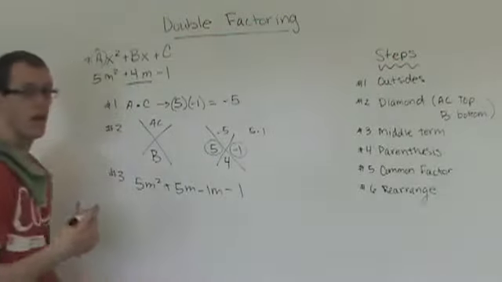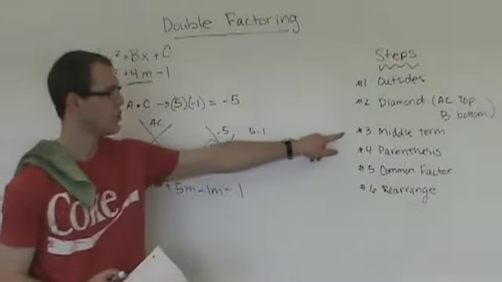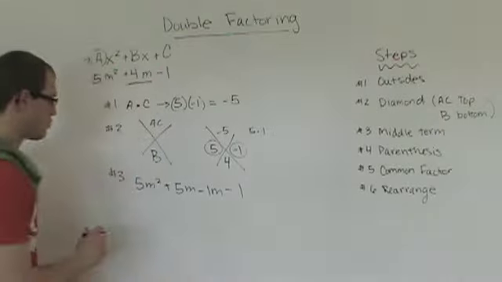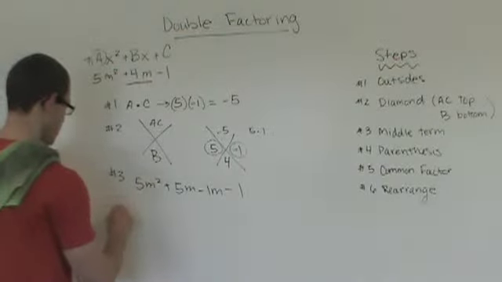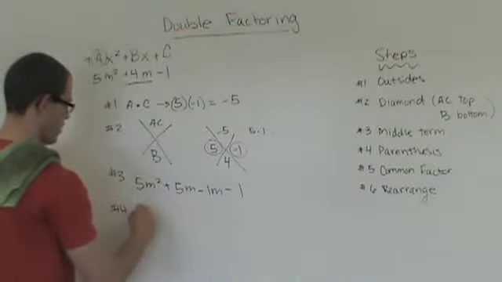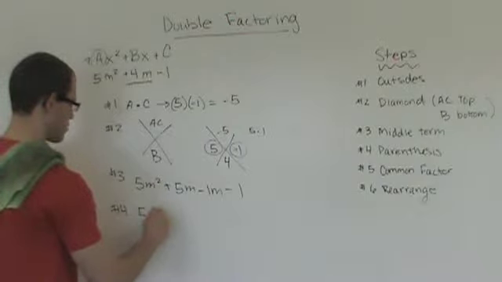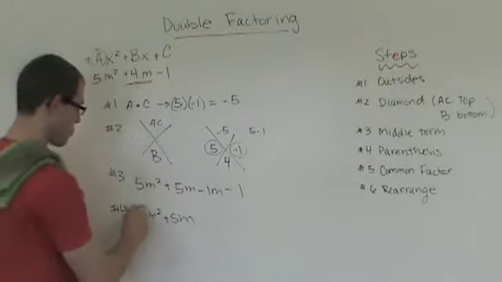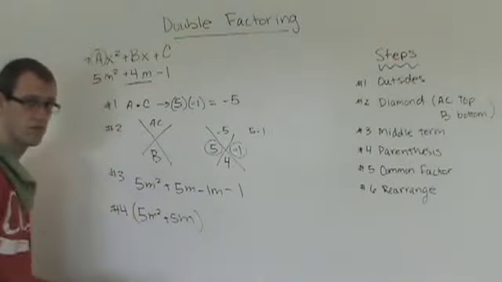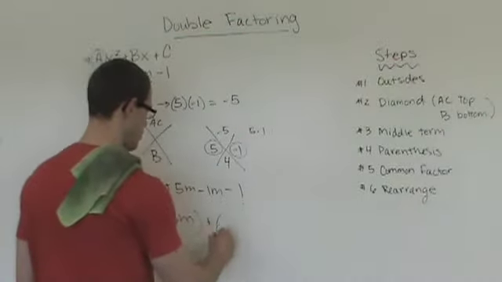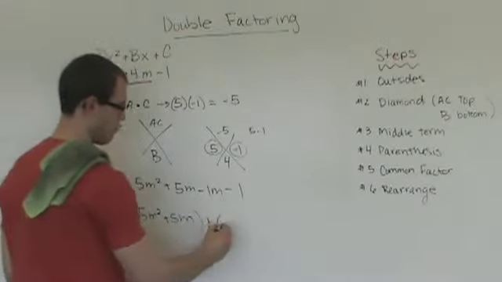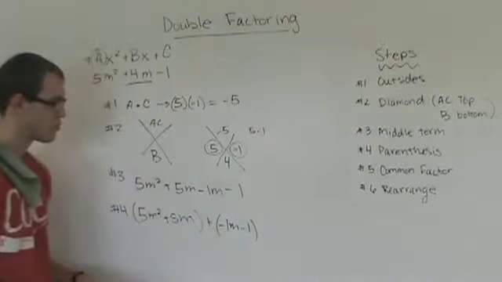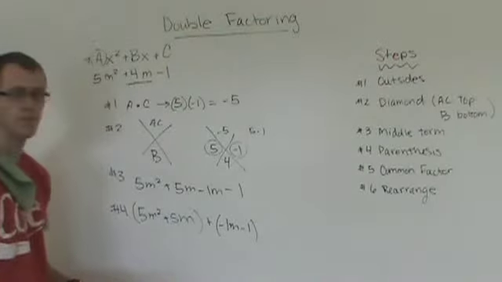Okay? Next, we did number 3, we want to do number 4. Number 4 is parentheses. We're simply going to group them a little differently. So, I'm going to take 5m squared plus 5m, the first two, and put parentheses around them. Then I'm going to write a plus sign. And then I'm going to write this last part, negative 1m minus 1, in parentheses. Okay?